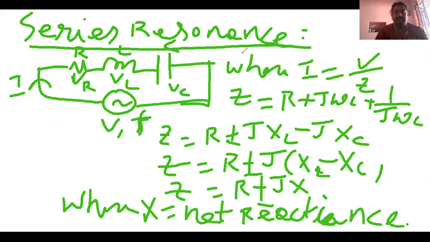Before that, I'll explain. Any series resonance circuit should contain the passive elements resistor, inductor, and capacitor, along with an active element, the sinusoidal voltage source with voltage magnitude V and frequency F. And in the closed circuit, the current starts: I is equal to V by Z, where Z is equal to R plus j into (XL minus XC). This X is nothing but the net reactance.